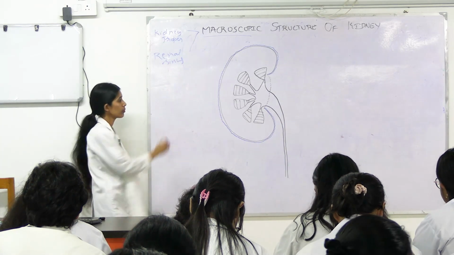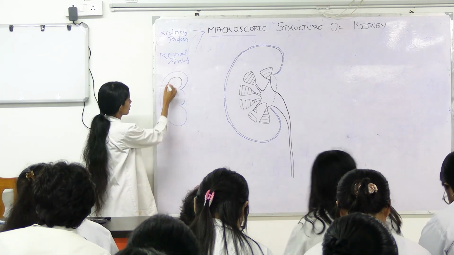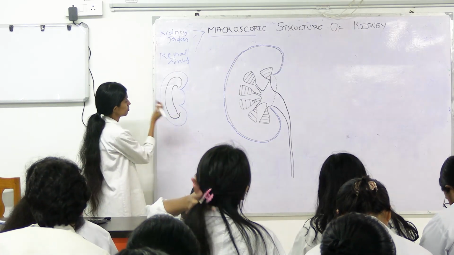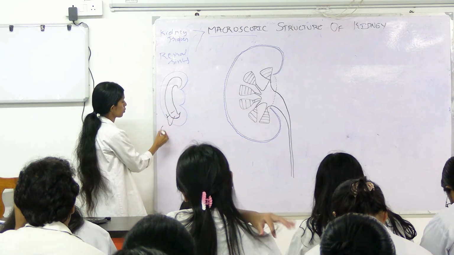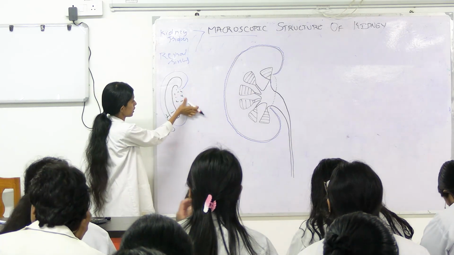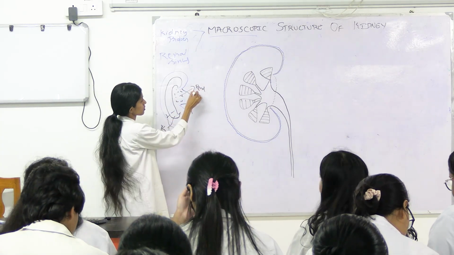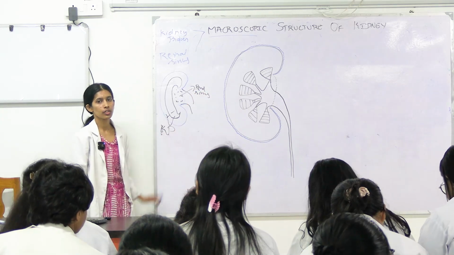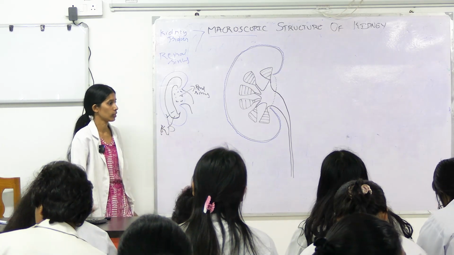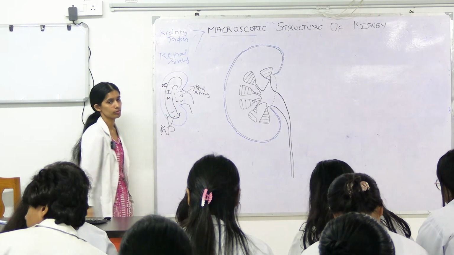Renal sinus. Okay, so if this is your kidney, this part and this part, these two are called kidney proper. This opening or space that gives the path to your hilum is called the renal sinus. Your kidney proper is again divided into two parts, outer cortex and inner medulla. This is the outer cortex and this is the inner medulla.